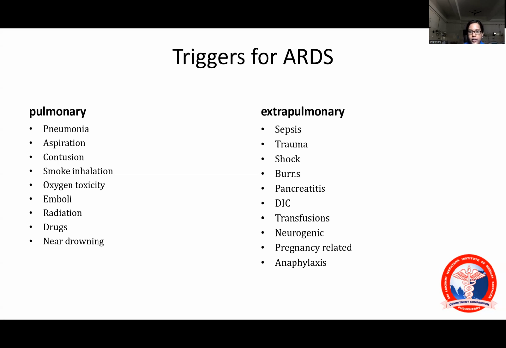Coming to extrapulmonary causes, sepsis is the most common. Sepsis is the most common among all causes of ARDS and also among extrapulmonary causes. Sepsis is the first, followed by trauma. Polytrauma patients, because of inflammatory mediators and inflammatory cytokines, can develop ARDS. Then shock, especially septic shock, followed by burns, because we give excessive fluids for resuscitation, which might cause ARDS. Then acute pancreatitis. Again, in pancreatitis there will be third space loss, and again we are going to resuscitate the patient.